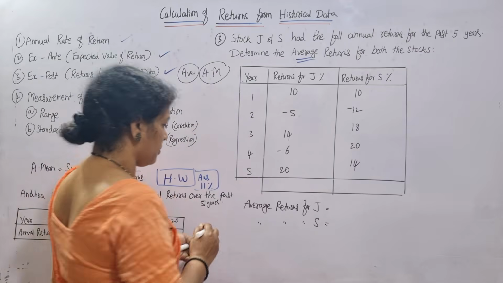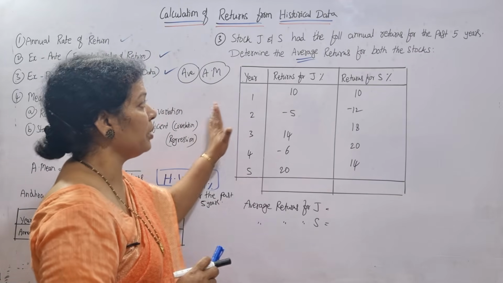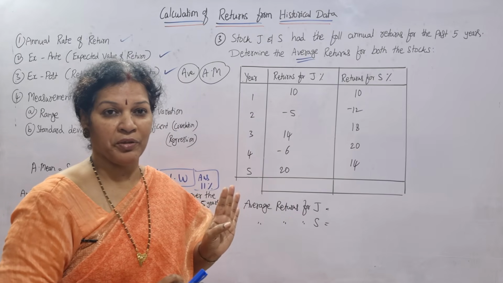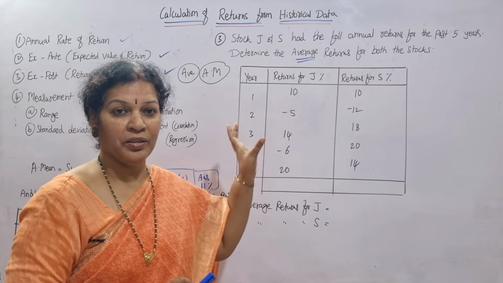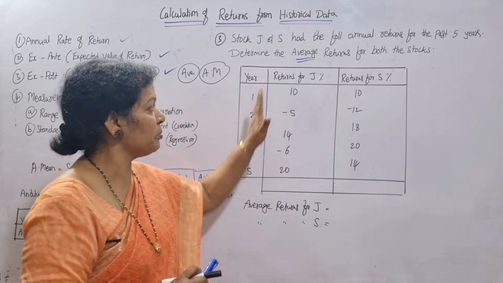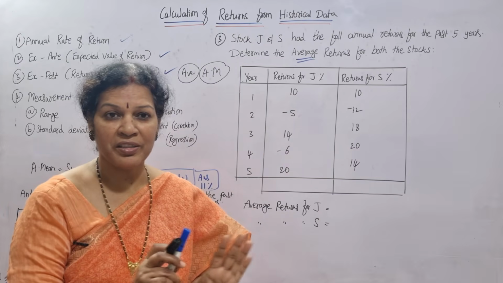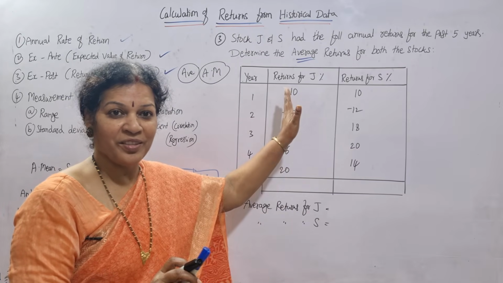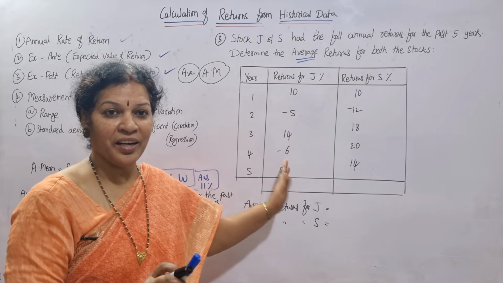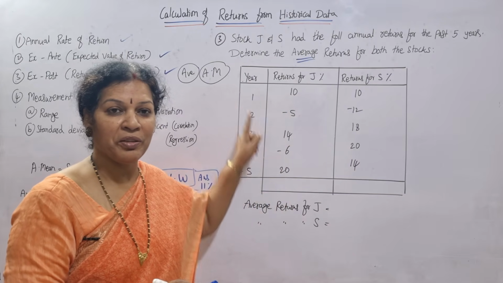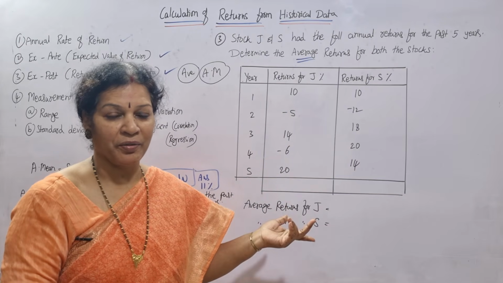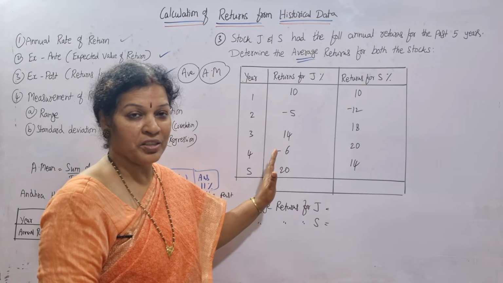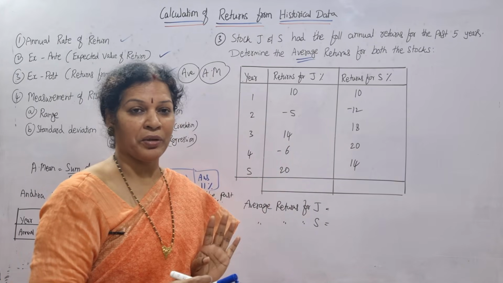The problem is given like this. Solution is here. What you have to do? Average returns means total divided by number of observations. This is an individual series. Individual series means only data is given, frequency is not given. Hope you remembered statistics. This data total divided by number of observations, that is 5, you will get the average. That is for stock J. In the same way for S also we have to calculate.